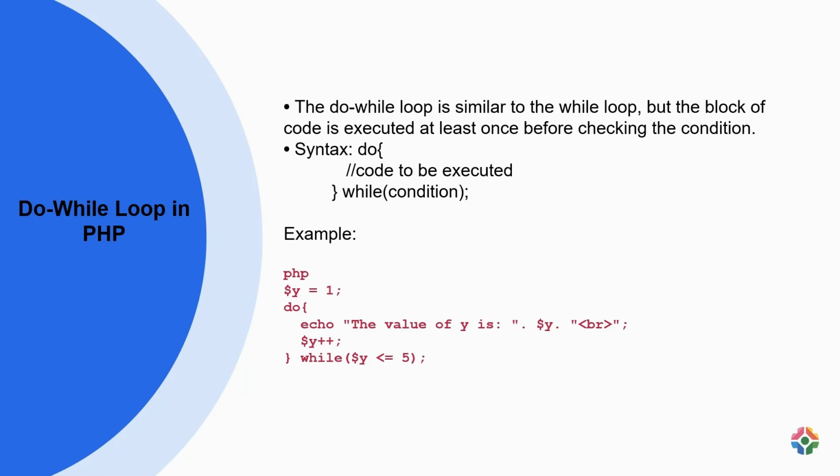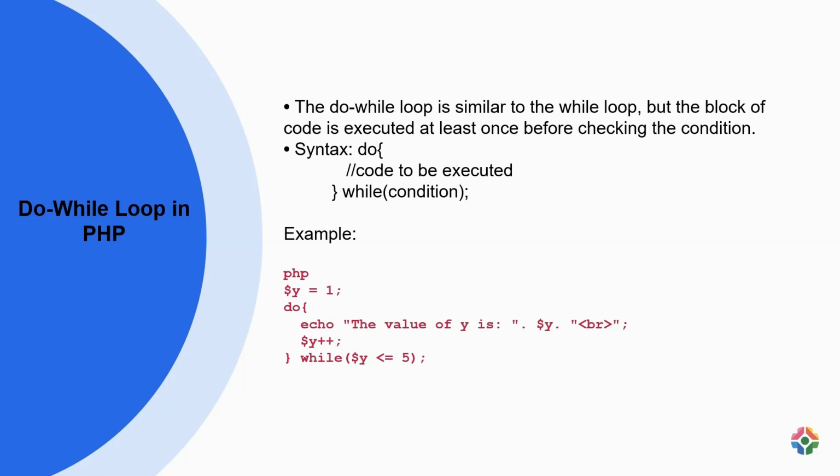Consider a scenario wherein you need to process a list of products, guaranteeing that each item is processed at least once. In such a case, employing a do-while loop becomes advantageous. The code will execute the block for the first item, followed by subsequent items based on the condition.